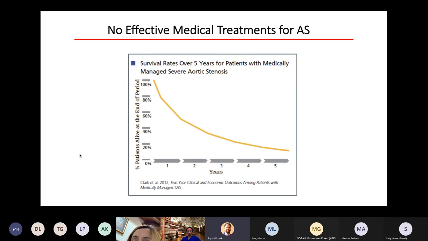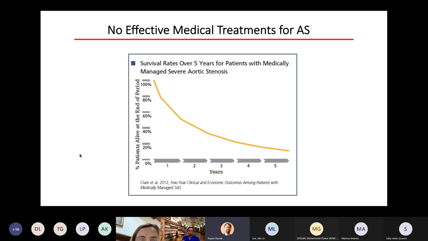Now, the major problem that we have in valvular heart disease is that there are very few effective medical treatments. This graph is a very famous graph, along with the next slide I'm going to show you, which demonstrates the survival rates over 5 years for patients who have severe symptomatic aortic stenosis who are treated medically.